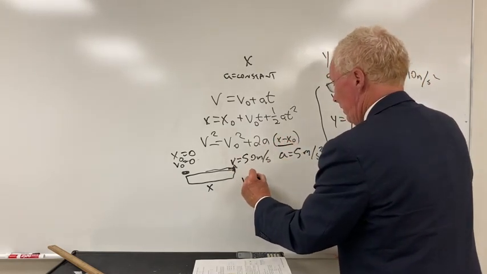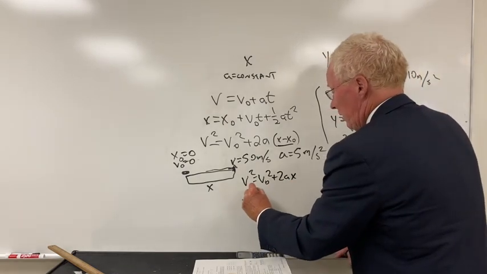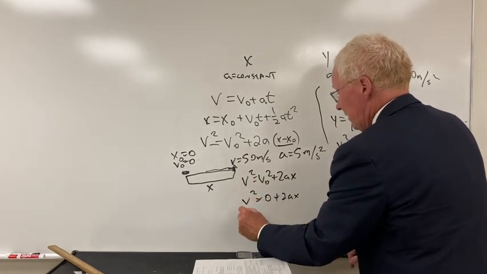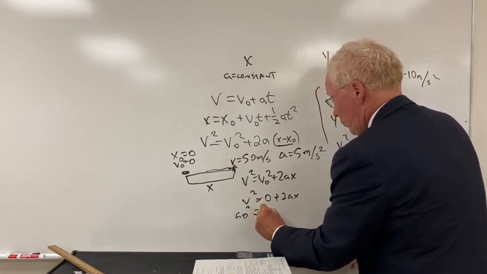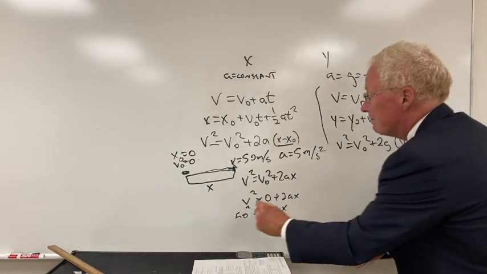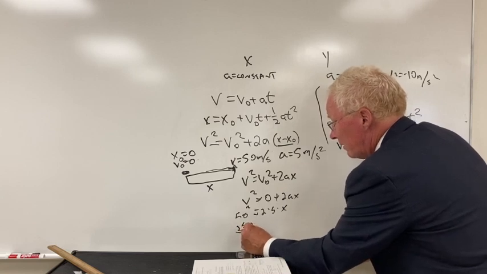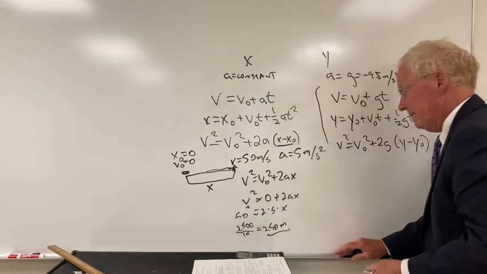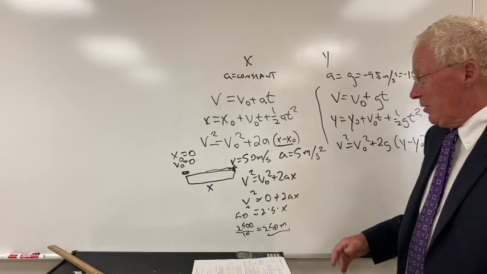So we have v squared equals v naught squared plus 2ax. So v squared is 0 plus 2ax. That is 50 squared equals 2 times 5 times x. That would be 2,500 divided by 10, which would be 250 meters. So the aircraft carrier would be 250 meters, that's almost 800 feet long.